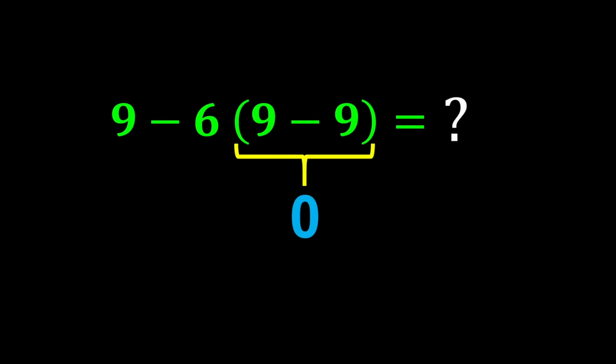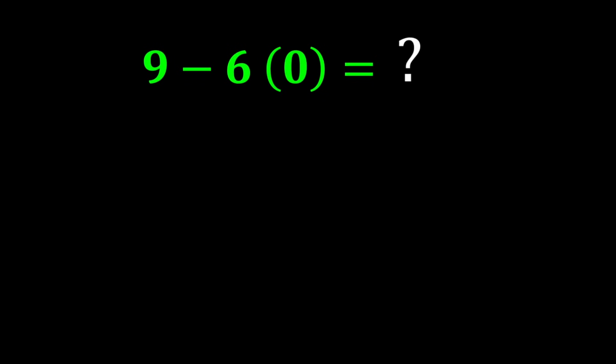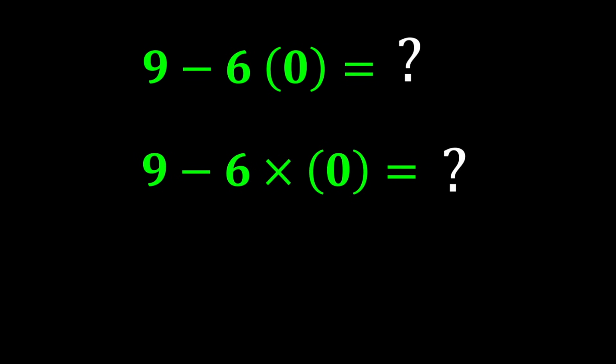According to PEMDAS, first we must calculate the parentheses, so 9 minus 9 becomes 0. And the expression becomes 9 minus 6 times 0. When a number is placed next to parentheses, it means that number is multiplied by the expression inside the parentheses.